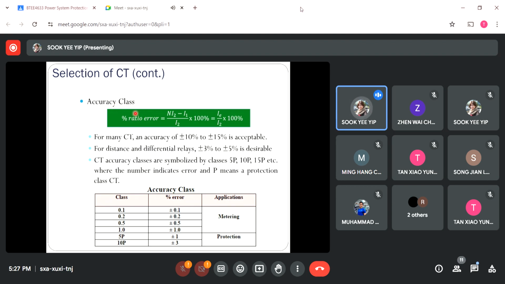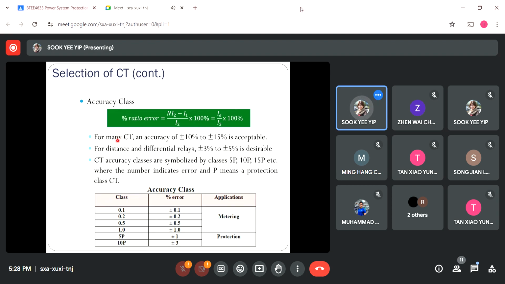To find the percentage ratio error, here is the formula: the ratio of the magnetizing current divided by the secondary current, multiplied by 100%. So from here you can see that if we are able to keep the magnetizing current as low as possible, then the error from the current transformer will be lower. That's why I'm always mentioning the magnetizing current has to be kept as low as possible. Zero means zero error, right?